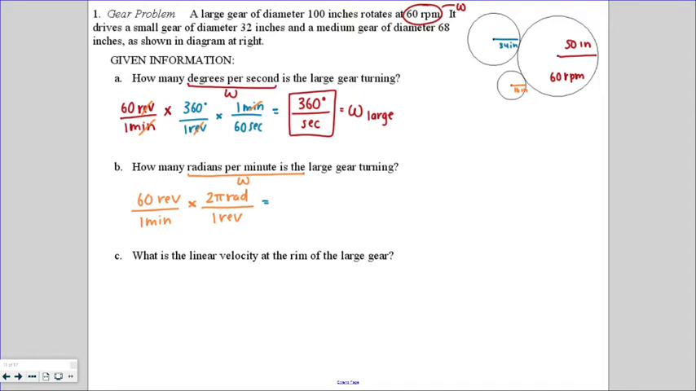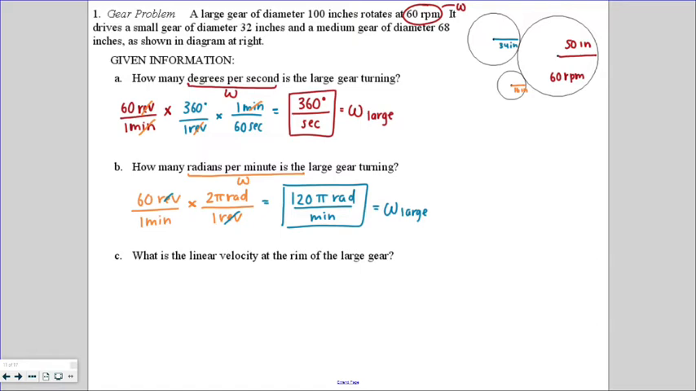All right, what happens? The revolutions cancel. We're left with radians per minute, which is what we want. And that looks like 120 pi radians per minute. Again, that is still the angular velocity of the large gear. We have 3 angular velocity values for the large gear. Same piece of information, just different units.